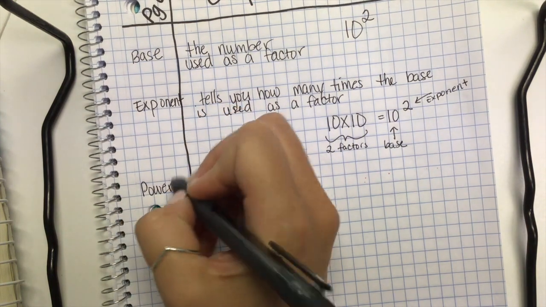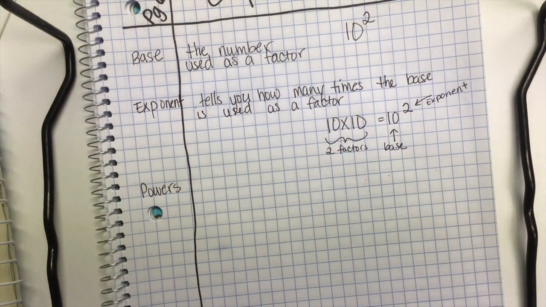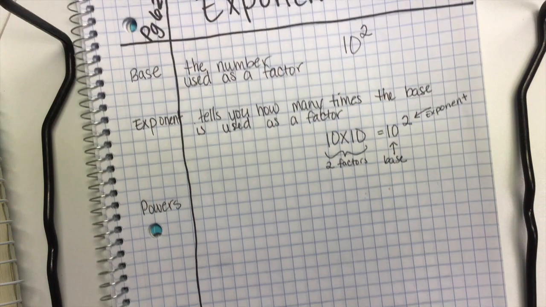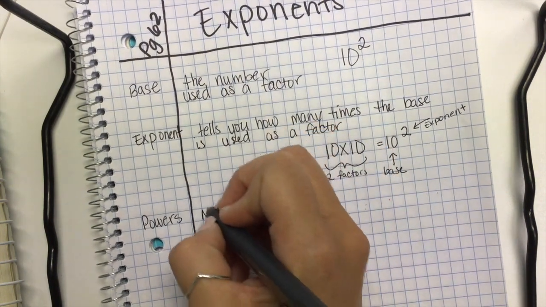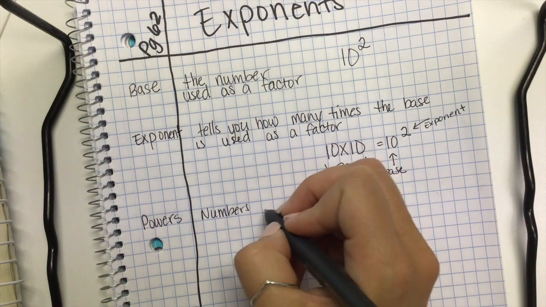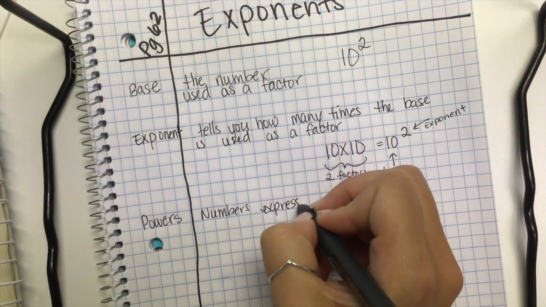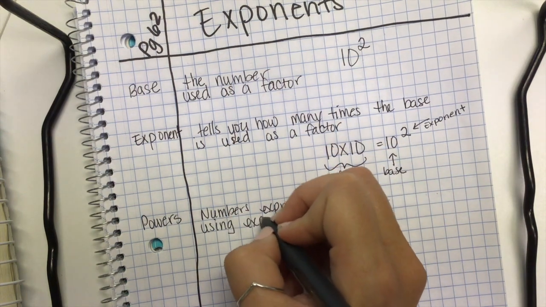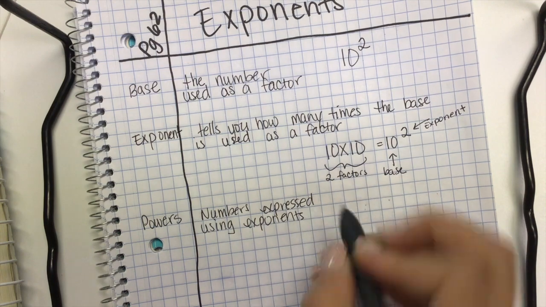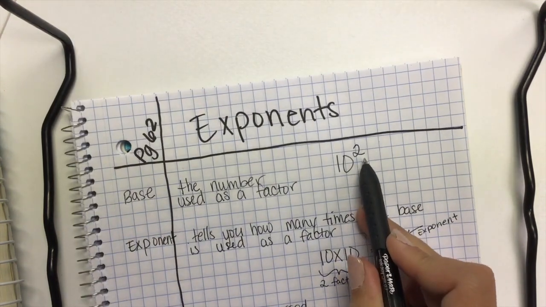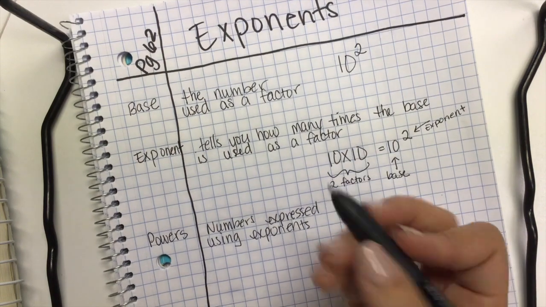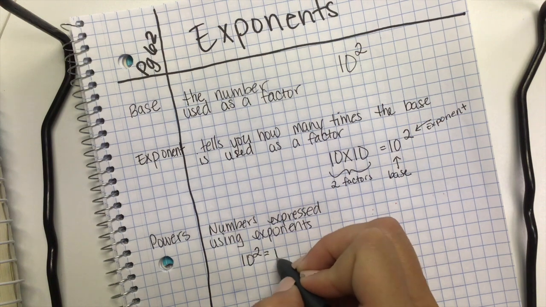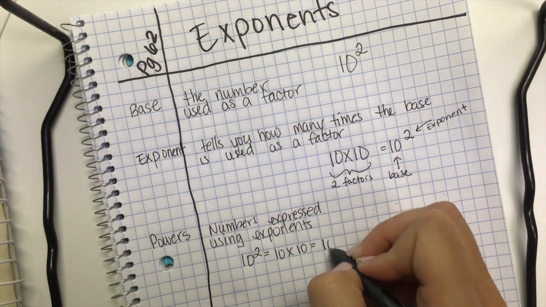You'll hear that too. Powers. Okay, powers is the numbers expressed using exponents. So this would be also 10 to the second power. So 10 to the second power would be 100, because 10 times 10, or 10 squared, is 100.